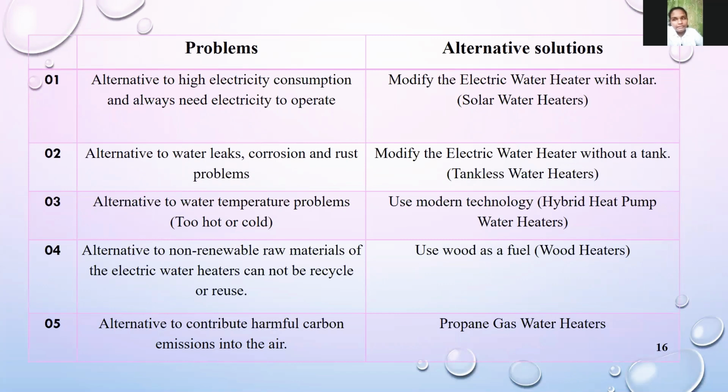Then I'd like to introduce the alternatives available for electric water heaters. We can modify the electric water heater with solar, because a water heater has high electricity consumption and always needs electricity to operate. For water leaks, corrosion and rust problems, we can modify the water heater to be without a tank. Also, we can use modern technology like hybrid heat pump water heaters for water temperature problems, and some other problems and alternative solutions for each problem are shown in the graph.